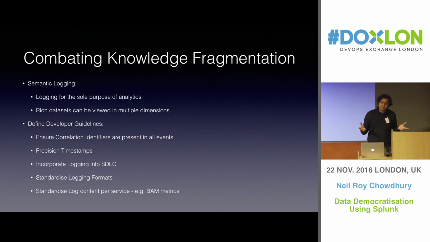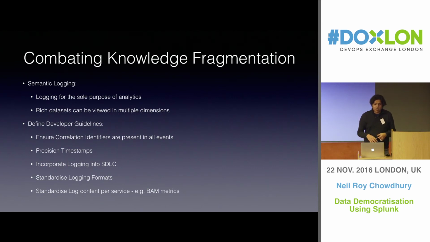So a bit more about combating knowledge fragmentation. The thing with trying to log stuff is that you don't necessarily know what you want to log unless someone tells you. And you're not quite sure what's valuable all the time. But typically speaking, it really should be an iterative process. So there's this notion of semantic logging where you're actually trying to log for the sole purpose of analytics, right? And the whole idea is that you're going to be trying to create rich data sets that are available not just to your dev or your ops teams, but also for other business areas as well, and hopefully your data scientists later on.